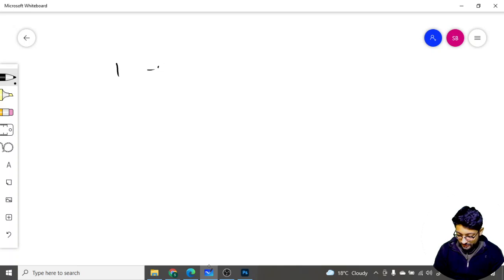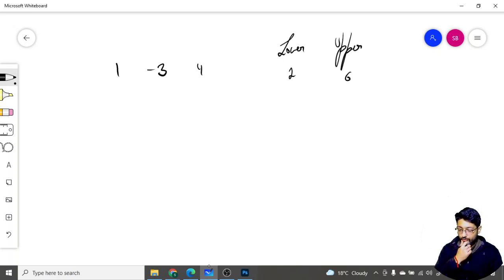1 minus 3 4, and lower is 1 and upper is 6. Cool. Now how can you do that? What you can directly observe is what I've told you, that there can be multiple sequences.